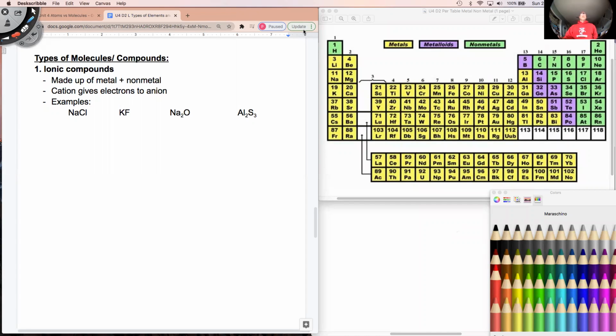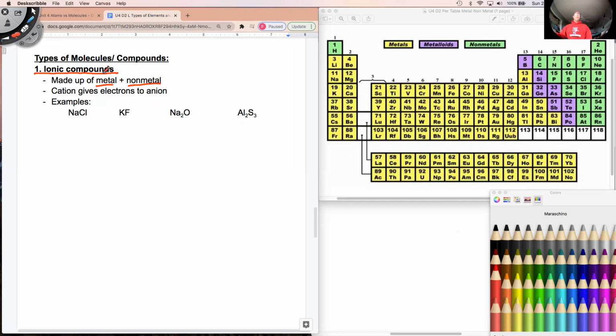So now let's start talking about types of molecules and compounds. What do we mean by types of compounds and molecules? Well, depending on what atoms you mix together, that will make different types of compounds. For example, if you have an ionic compound, okay? Ionic compound, yes, you can hear the word ion in there. That's not an accident. Ionic compounds are made up of metals and nonmetals.